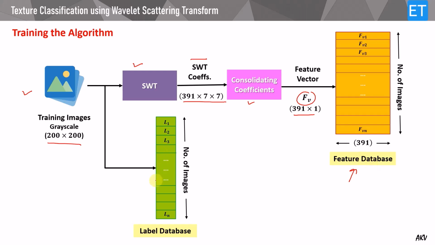At the same time, you have to create a label database also. In the label database, you will write the image name as a text string. For example, if you take one image from the aluminum foil folder, then you will write aluminum foil as label 1. And then if you take one image from the cracker, then you have to write cracker here. So all the names will be stored as a text string in this label database. This is done for all training images. So this is how your training is complete.